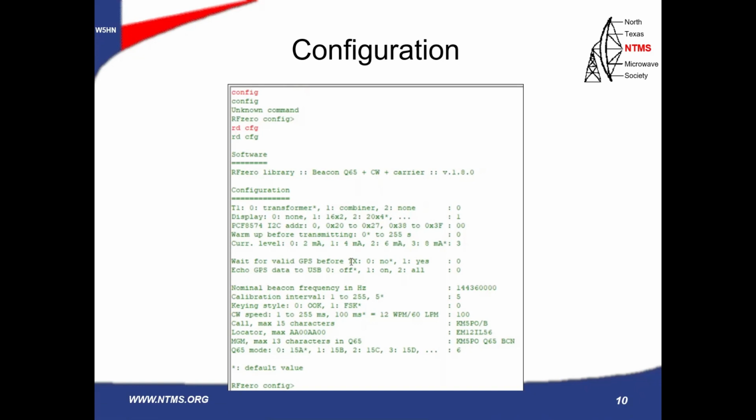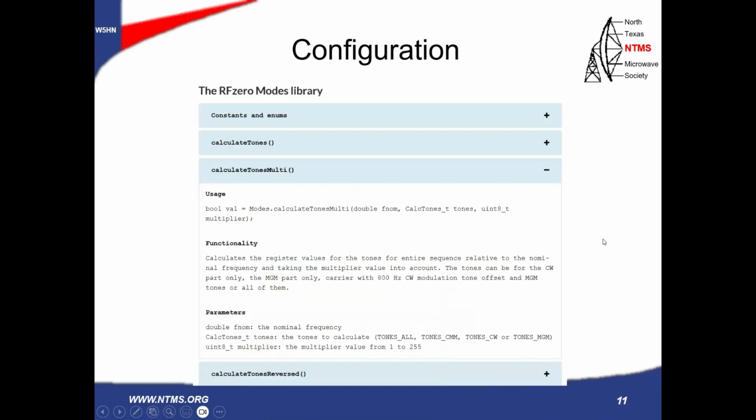And here is MGM. This is the Q65 message: KM5PO space Q65 space BCN. And then for the Q65 mode, at the last line there's about a dozen configuration items, and I chose number 6, which is 30B. So this is how I poked all this into my RF0.